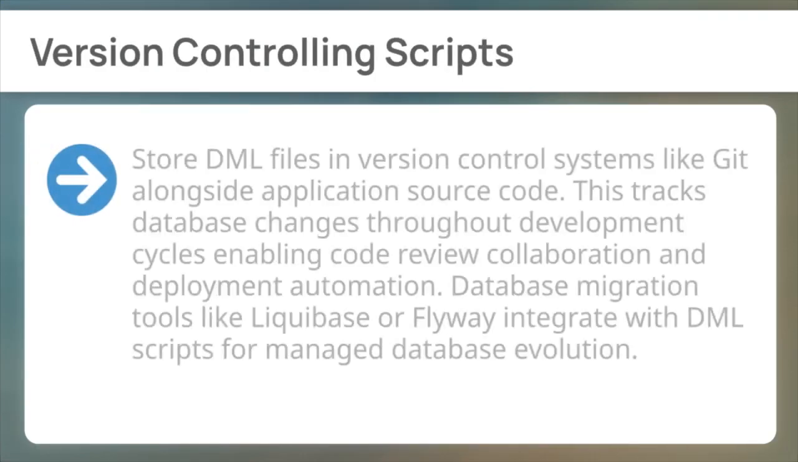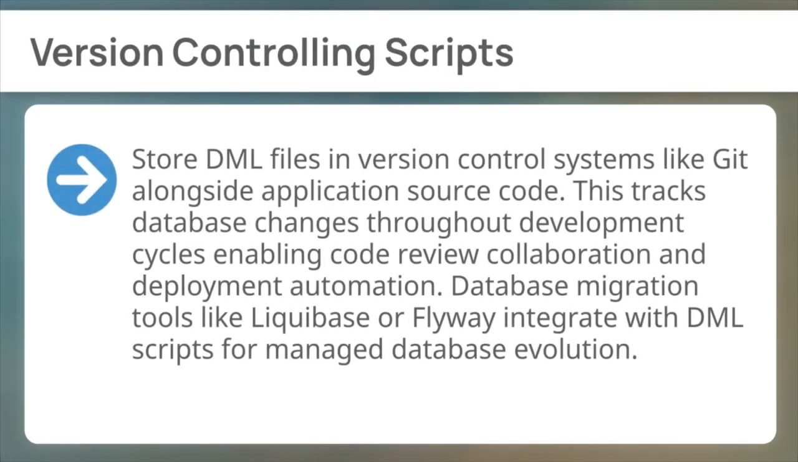Finally, version controlling scripts. Store DML files in version control systems like Git alongside application source code. This tracks database changes throughout development cycles, enabling code review collaboration and deployment automation. Database migration tools like Liquibase or Flyway integrate with DML scripts for managed database evolution.